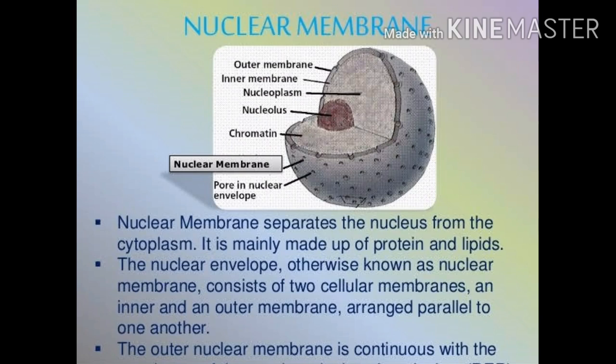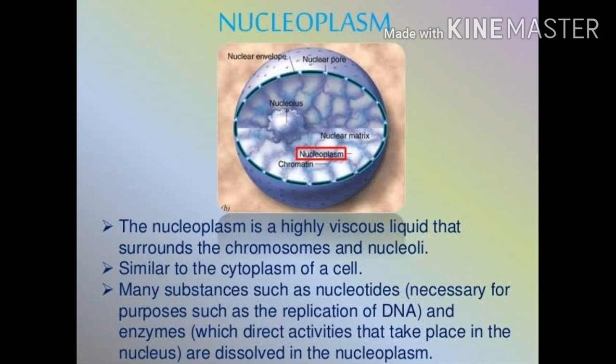Now the next part is the nuclear membrane. It separates the nucleus from the cytoplasm and it is mainly made up of protein and lipids. It is the nuclear envelope, otherwise known as nuclear membrane, which consists of 2 cellular membranes, inner and outer, arranged parallel to each other. Now the next, nucleoplasm, which is a highly viscous liquid that surrounds the chromosomes and the nucleoli. It is similar to the cytoplasm of the cell and contains nucleotides, that is the DNA, and the chromosomes in them. Surrounding this nucleoplasm are the nuclear pores, which are on the boundary of the nuclear membrane.